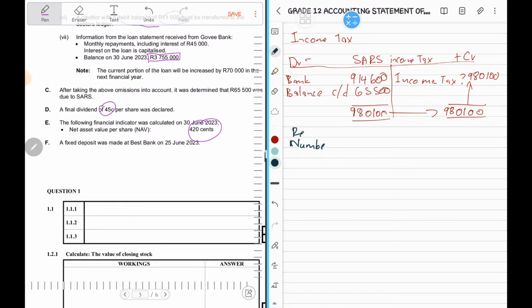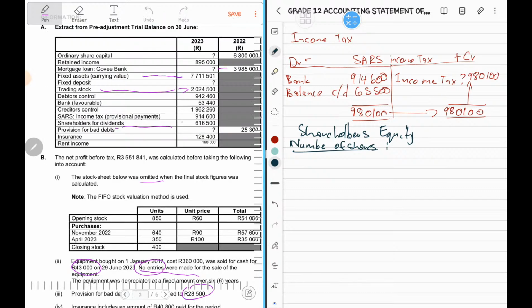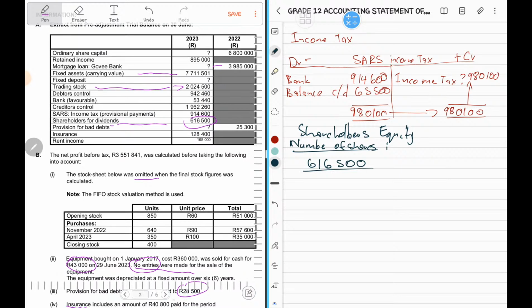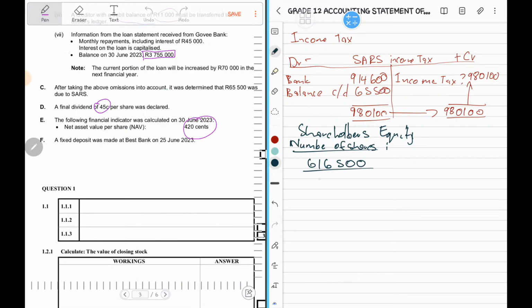This one will help us to calculate shareholders' equity. So we want the number of shares first. And to find the number of shares, we're going to use the shareholders for dividends, which is how much? 616,500. Then we're going to divide it by how much? By 45 cents per share.